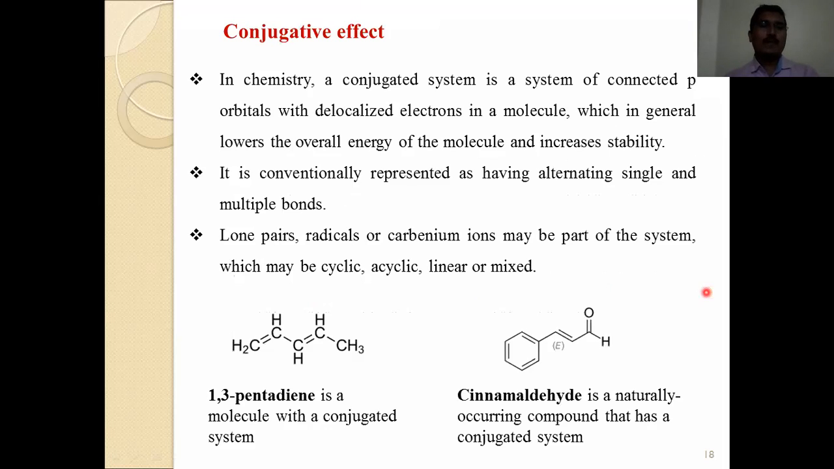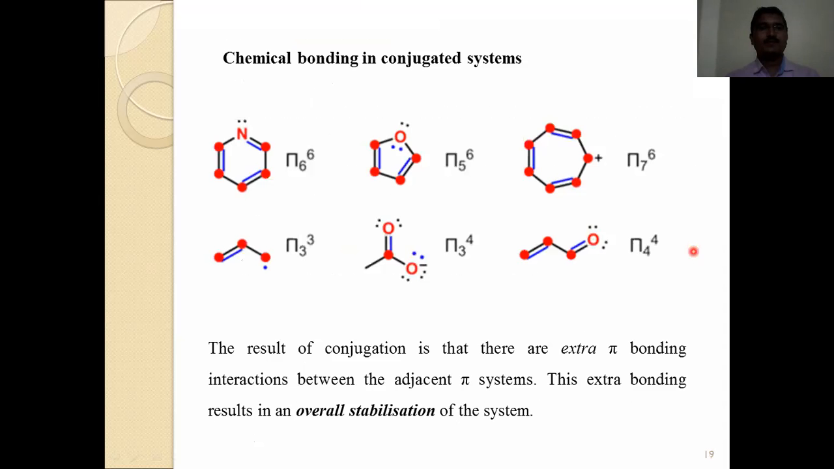Conjugative effect. For example, 1,3-pentadiene is a molecule with a conjugated system, and another is cinnamaldehyde, a naturally occurring compound that has a conjugated system. In chemistry, a conjugated system is a system of connected p atomic orbitals with delocalized electrons in a molecule, which generally lowers the overall energy of the molecule and increases stability. It is conventionally represented as having alternating single and multiple bonds. Lone pairs, radicals or carbanions may be part of the system, which may be cyclic, acyclic, linear, or mixed.